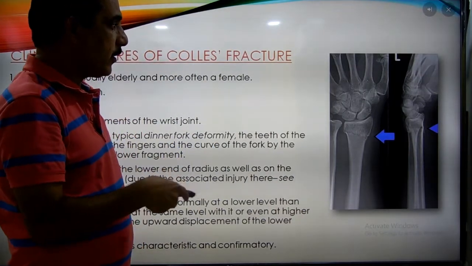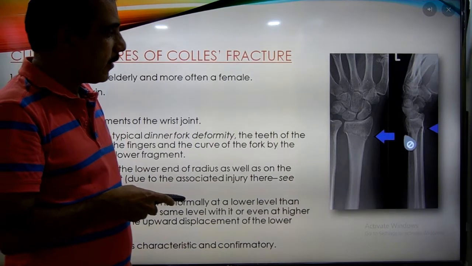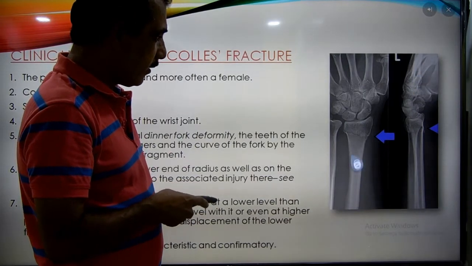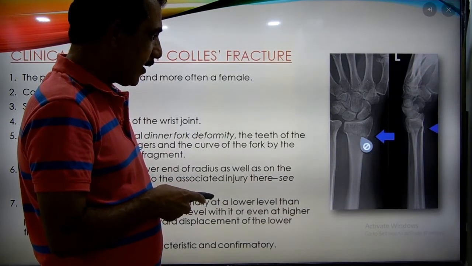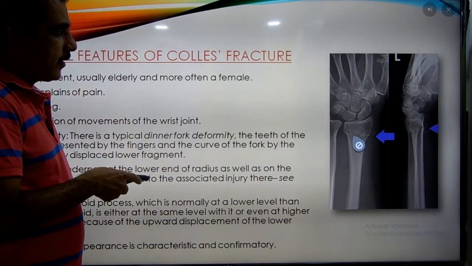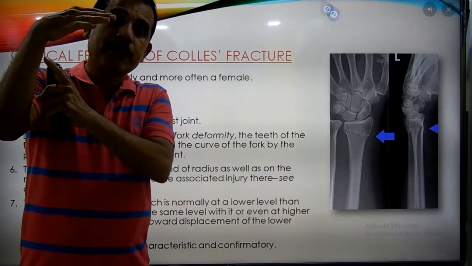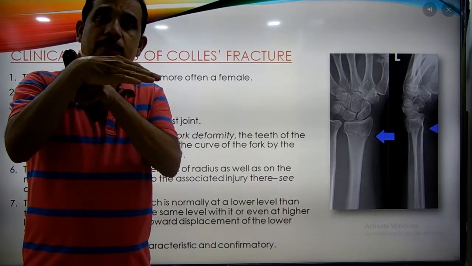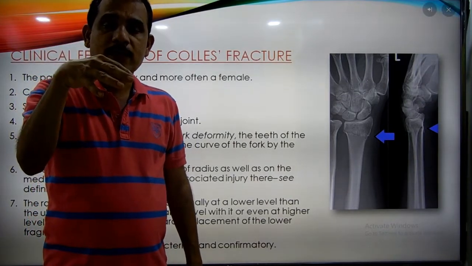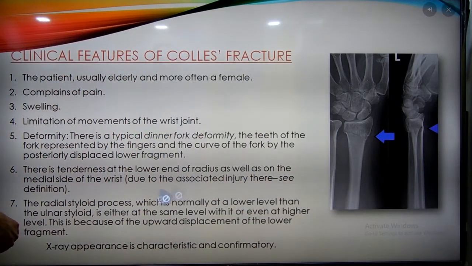Here, as you see in this X-ray, this is the dinner fork deformity. This is the radius and ulna. This is the wrist joint, and these are the fingers. Here you get the fracture line, isn't it? This is the fracture line, transverse fracture, as we have already seen. See this dinner fork deformity, where the forearm represents the handle of the fork, the wrist bend, and the fingers represent the teeth of the dinner fork. So that's a characteristic and diagnostic point.